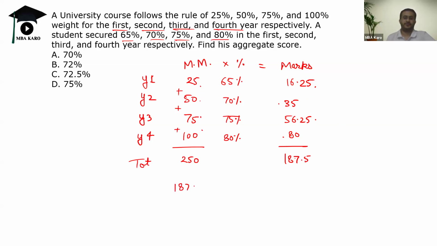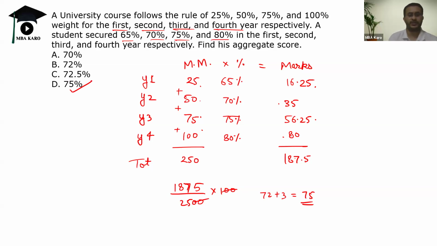So his percentage will be 187.5 upon 250 into 100. Division by 25, multiply by 4. So 18 into 4 is 72, 75 into 4 is 300. He got 75% marks in his aggregate. That is his aggregate score of 75%.